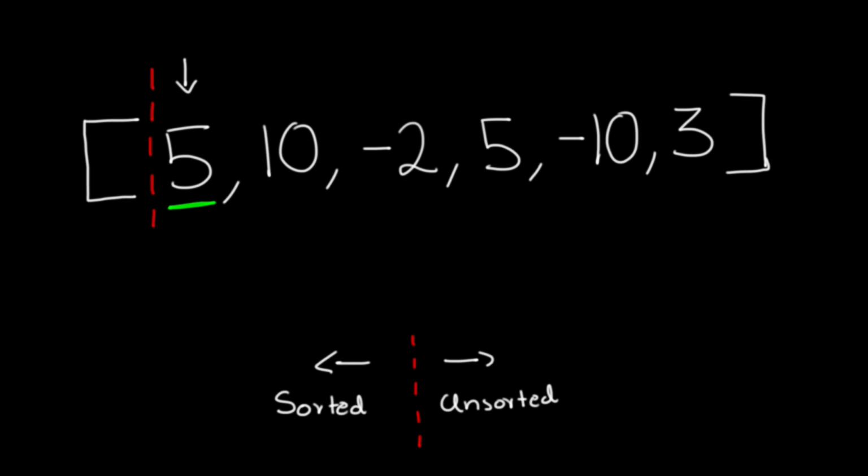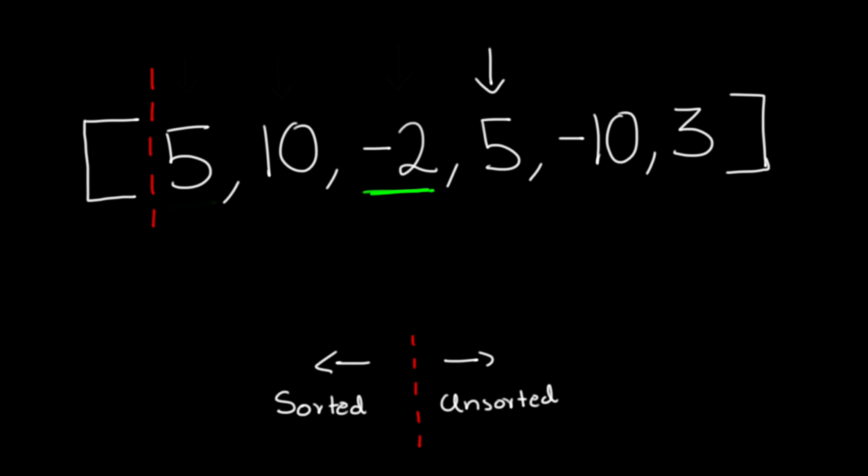Now we iterate through our list one by one, looking for our minimum value. The current minimum value will be represented in the color green, and the element we are currently on will be represented using an arrow. So we start off with 5, and we make it our minimum value for now. We now compare it with 10, and as 5 is less than 10, 5 is going to remain to be our minimum. Now we have the number -2, and -2 is less than our current minimum, which is 5. So we're going to change the minimum value from 5 to -2.